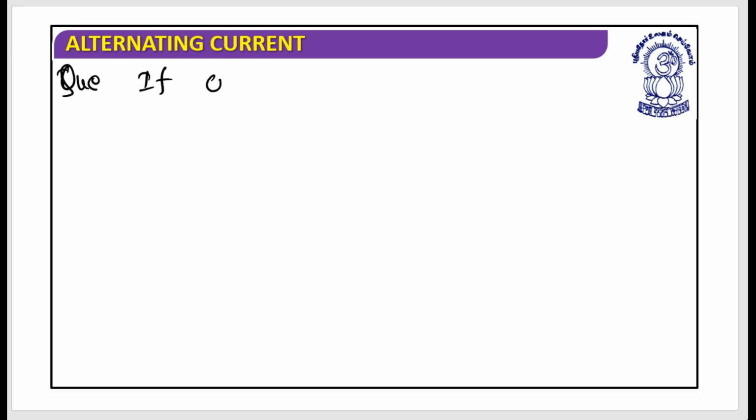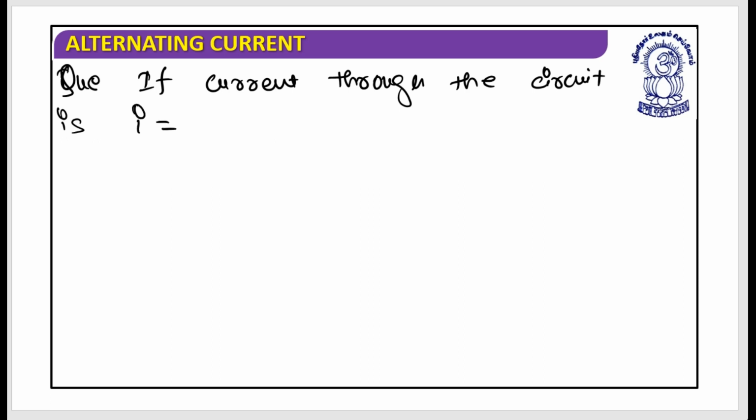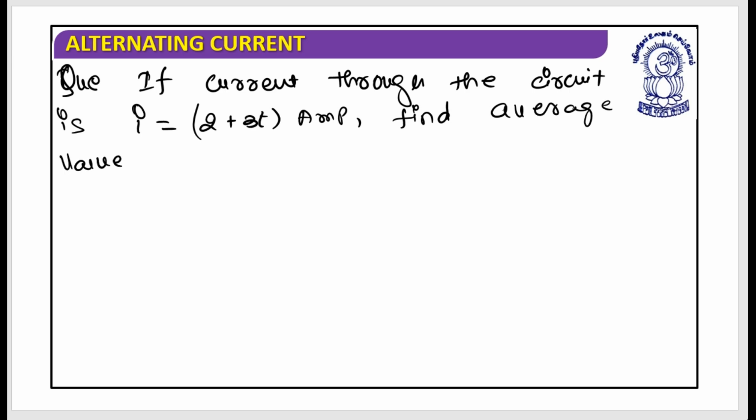If the current through the circuit is I equals 2 plus 3t ampere, find the average value of current in 5 seconds. Find the average value of current in 5 seconds.